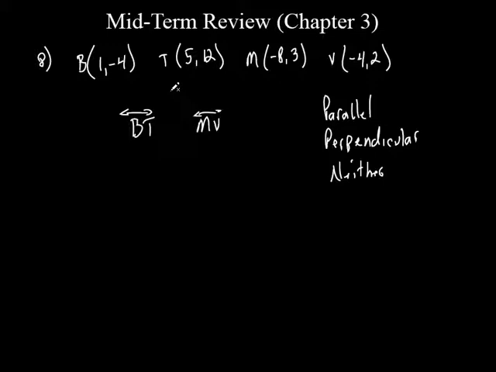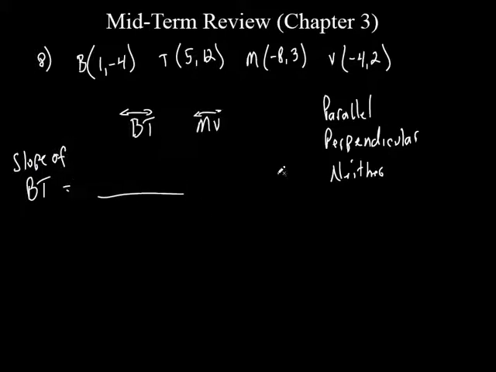Let's everybody listen up now. Thank you. So I've got line BT and line MV, and I want to see if they're parallel, perpendicular, or neither. So what are you going to look at? What are you going to do to these 2 points to determine if they're parallel or perpendicular? What do you think? Find the slope. That's right. Find the slope of these 2 lines. So let's take BT and find the slope. So I'll just put BT right here. Find the slope of BT.